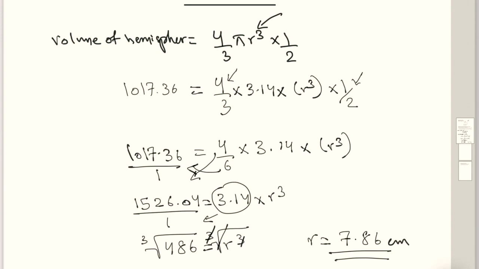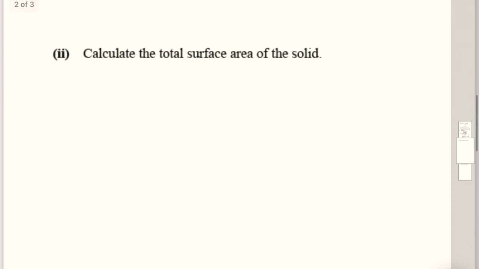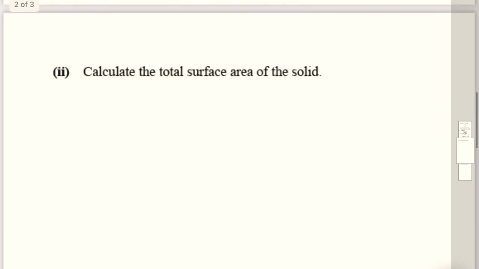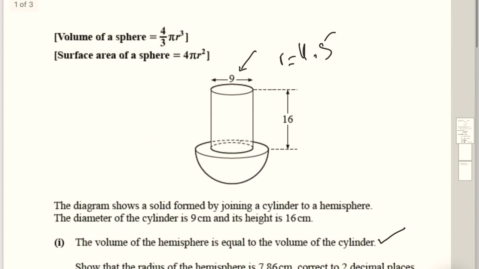Okay, let's move on. The next part of the question says, calculate the total surface area of the whole solid. Now, there are two shapes that are attached to each other in this figure, a cylinder and a hemisphere. We'll again be using two different formulas, but bear in mind that this circle at the bottom of the cylinder is not visible. That is, it's not exposed. So we don't need the area of this circle.